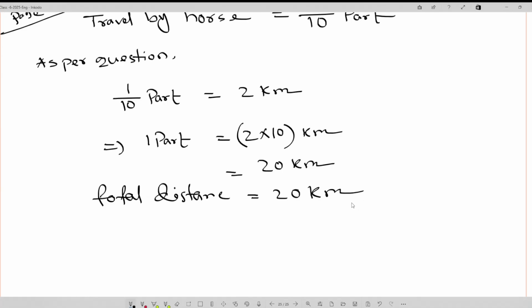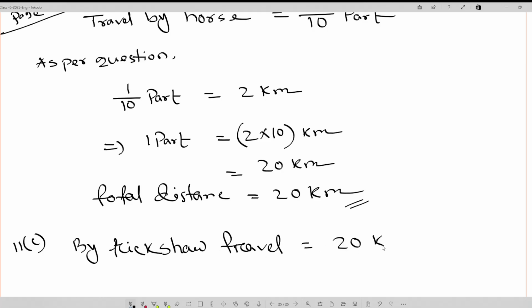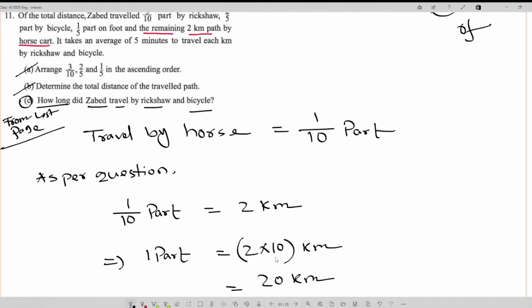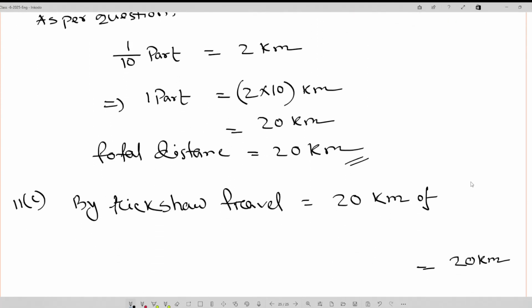Number 11C: How long did Javed travel by rickshaw and by bicycle? The total distance is 20 kilometers. So 11C, by rickshaw he traveled 3/10 part of 20 kilometers. 20 divided by 10 is 2, times 3 is 6. So 6 kilometers.